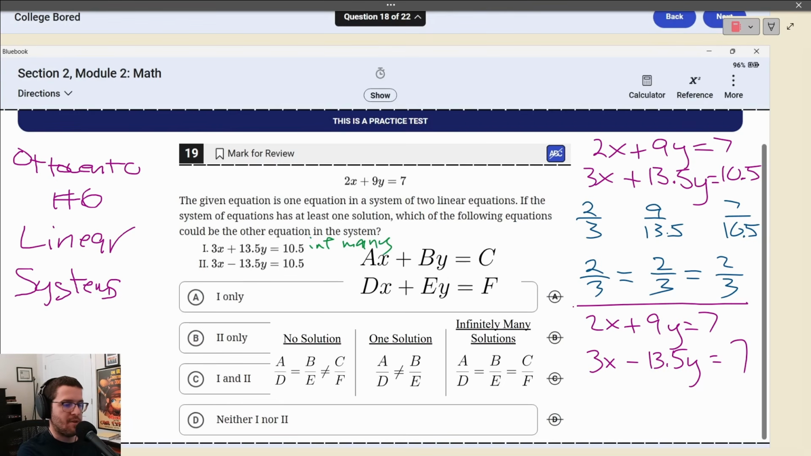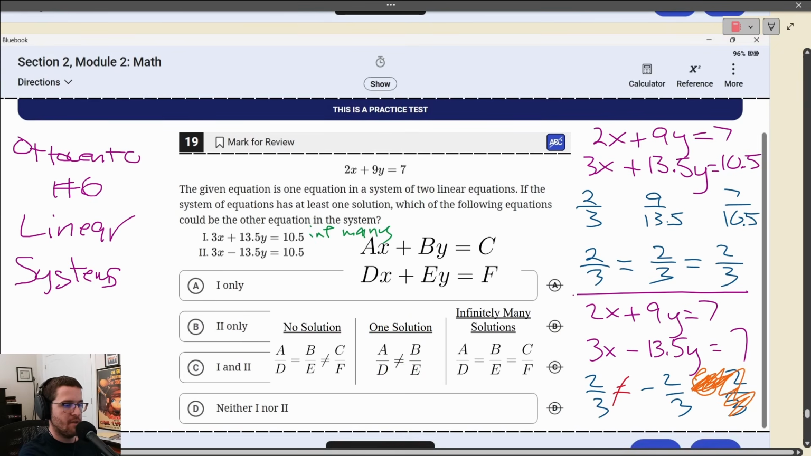Okay, now we'll look at option 2. It's the exact same, except there's just a negative in front of that 13.5. So we're going to have 2/3, negative 2/3, and then 2/3. And 2/3 is not equal to negative 2/3. And once you get a not equal to, you just stop. So we don't really care about this. We can just scribble this out. And you can see that first not equal to tells us different slopes, which means there is one solution just like this. So this guy has one solution.